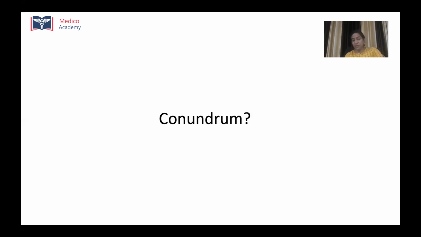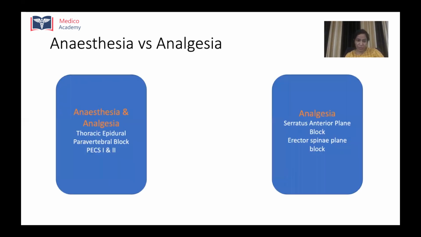Now, after all of these blocks, it is natural to be confused. So let's solve this conundrum. For anesthesia and analgesia, the thoracic epidural, paravertebral blocks, and PECS 1 and PECS 2 are the only blocks that are utilized. For analgesia, serratus anterior plane block and erector spinae plane block can be utilized, and all the other fascial plane blocks can be utilized. So for anesthesia, only these three blocks are purported to be useful.